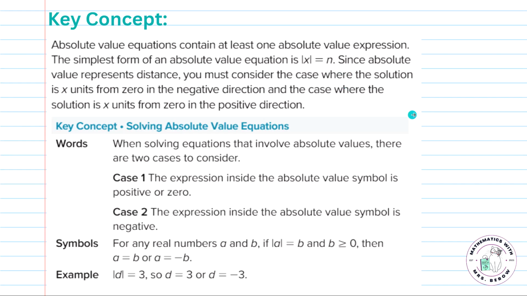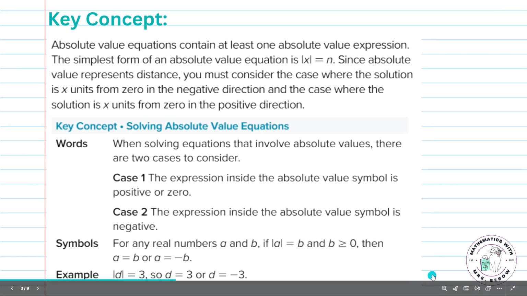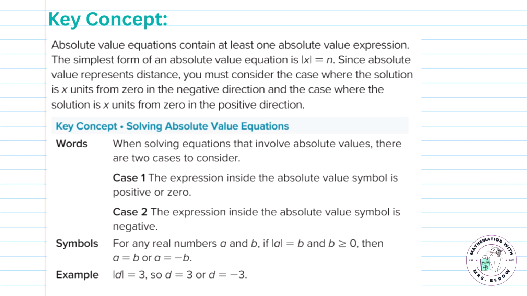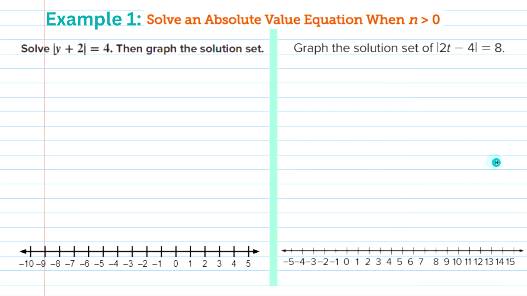Down here in this table, it pretty much just sums up what we just talked about, especially looking at the example here. If we have the absolute value of d equals 3, that means d either has to be 3 or d has to be negative 3. So we have to consider both of those options as we go through and solve these different absolute value equations. Let's get started with looking at the first example.